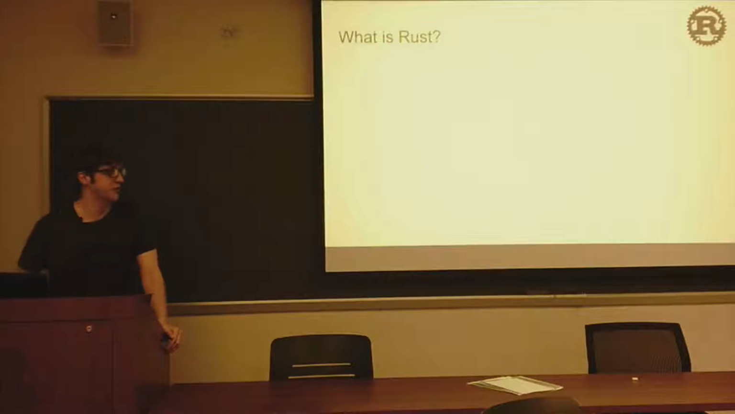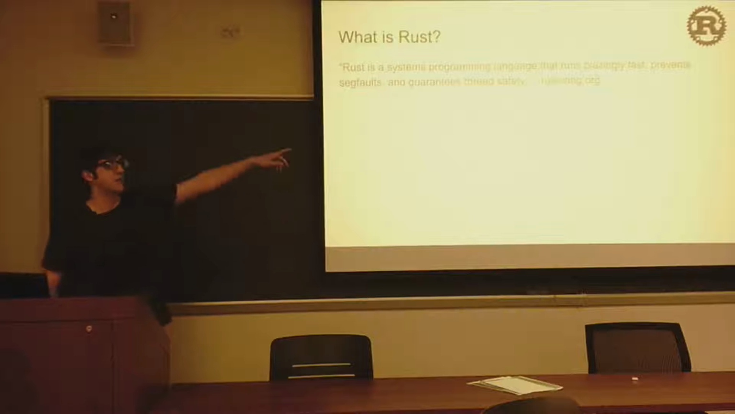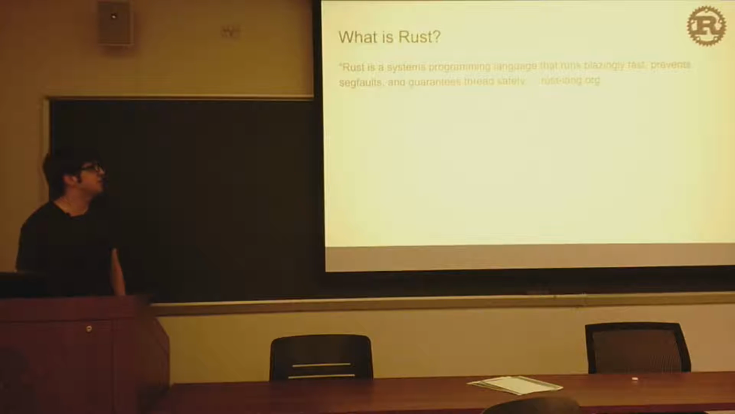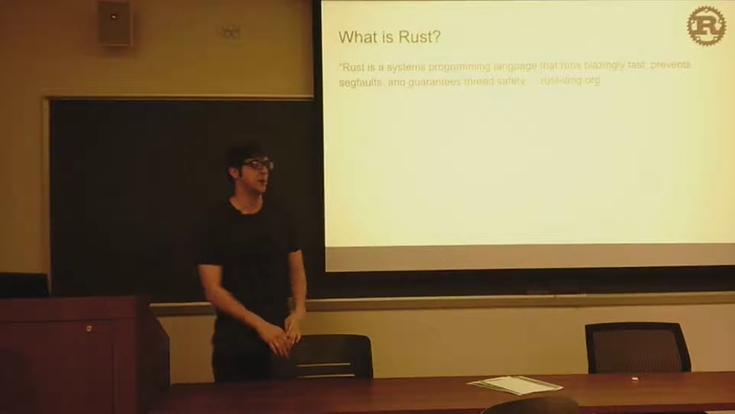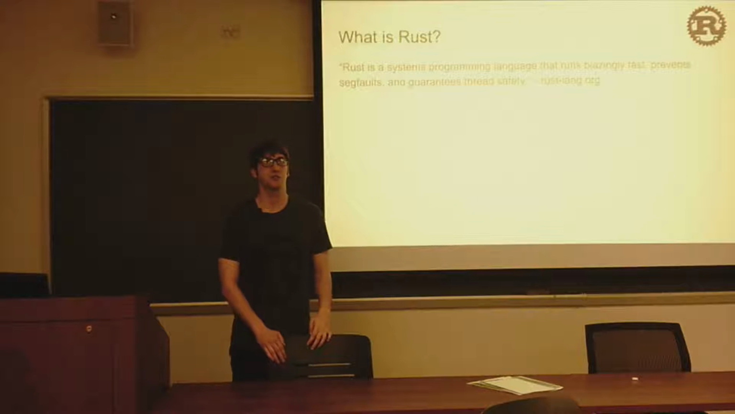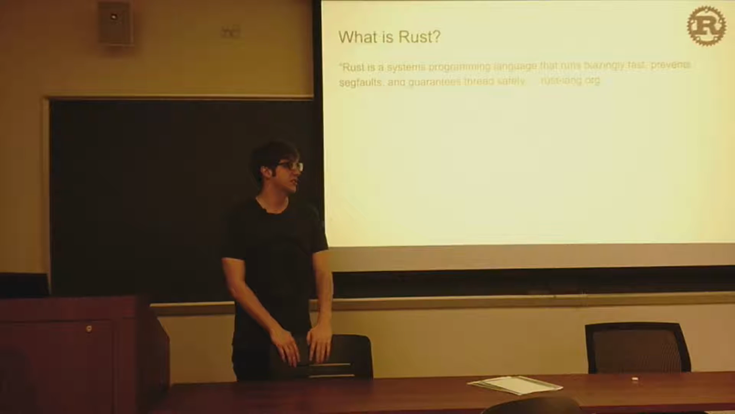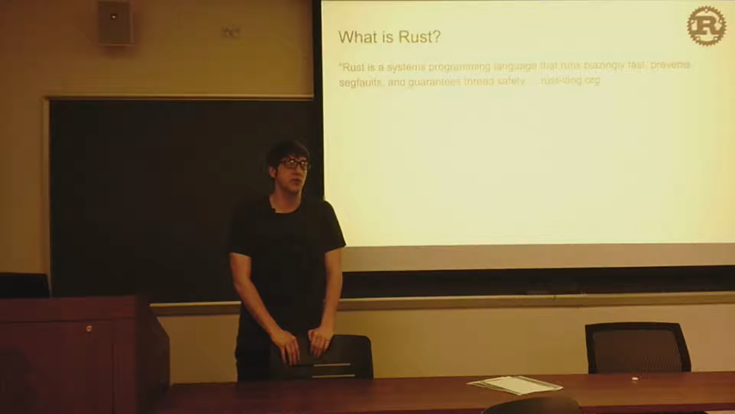All right. So first of all, what is Rust? This is taken straight from the Rust website, which is rust-lang.org. Rust is a systems programming language that runs blazingly fast, prevents seg faults, and guarantees thread safety. So I'm going to go into what these mean a little bit. Rust is blazingly fast. So when people think of a fast programming language, most people think of C. It's pretty much the fastest programming language that you can write code in. Rust is very close to being as fast as C.